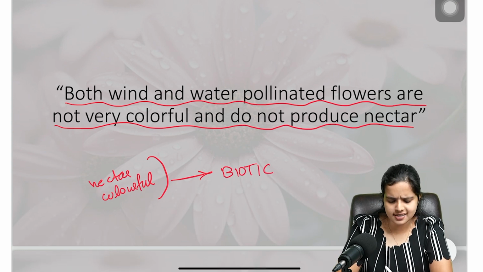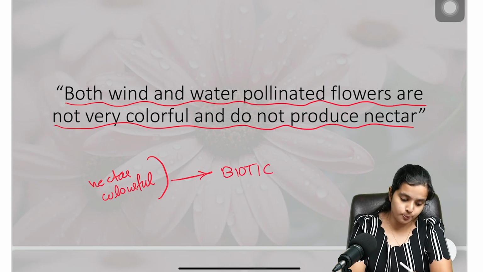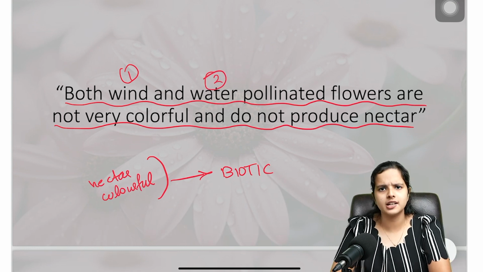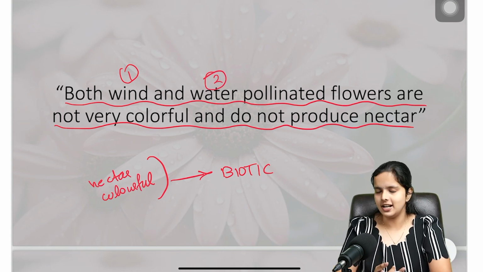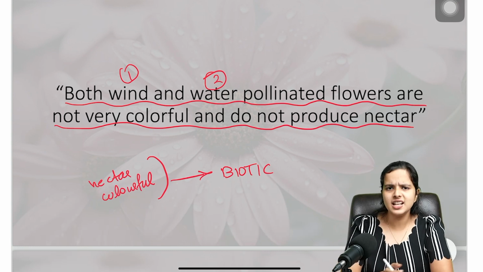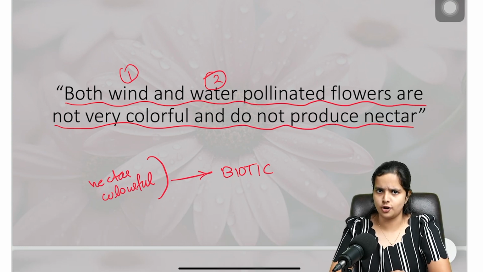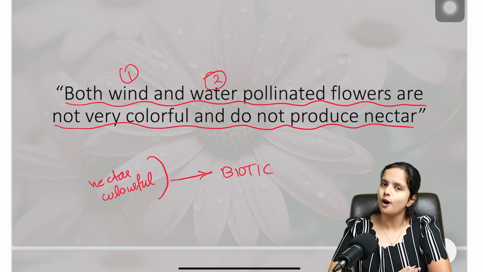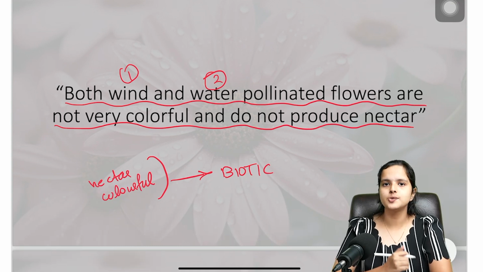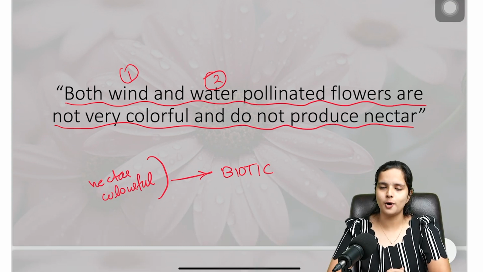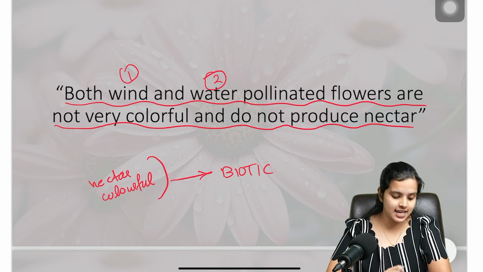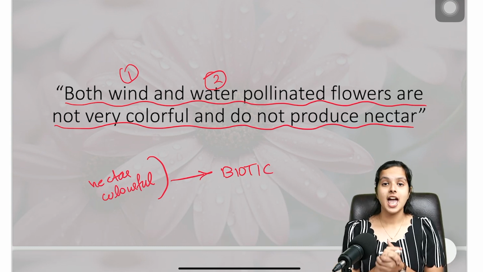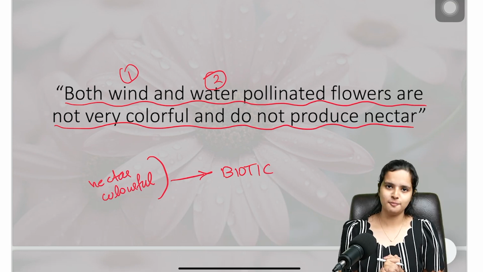But over here we were discussing abiotic factors. Both wind and water are abiotic factors. They don't have anything to get attracted to. They don't have a life, right? They are not living. So you don't need nectar and colorful flowers in order to attract them. It's present in nature. That's why both water pollinated and wind pollinated flowers do not have any kind of nectar or colorful flowers. So that's all about abiotic agents of pollination.